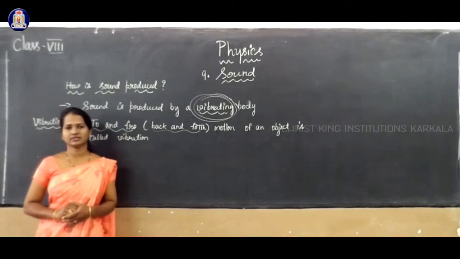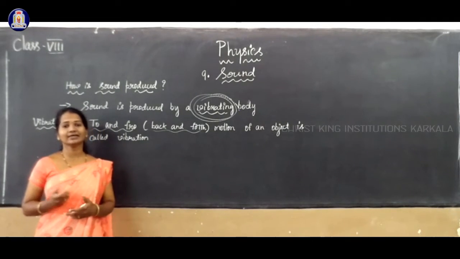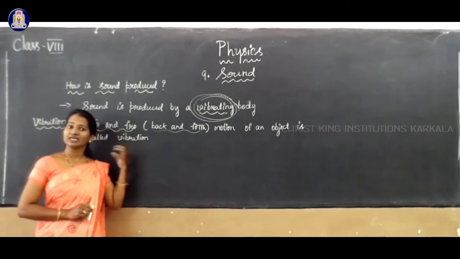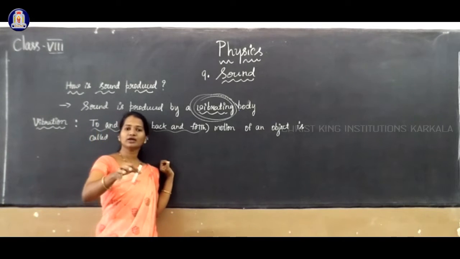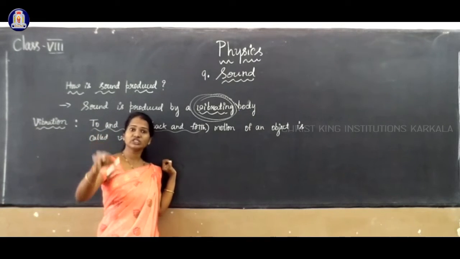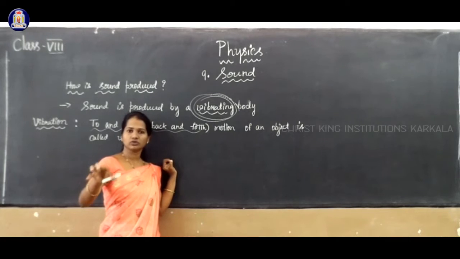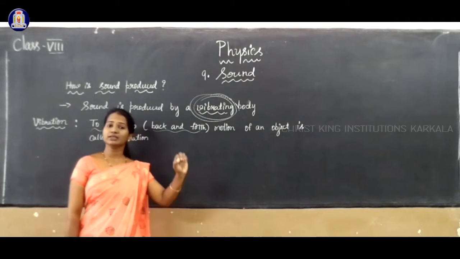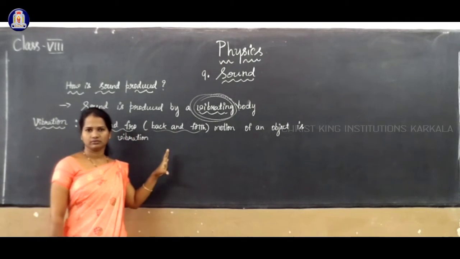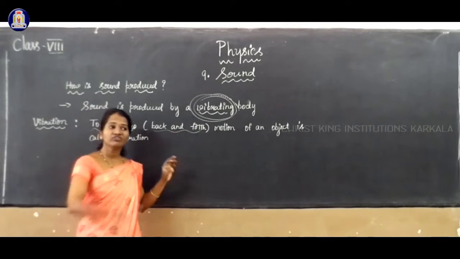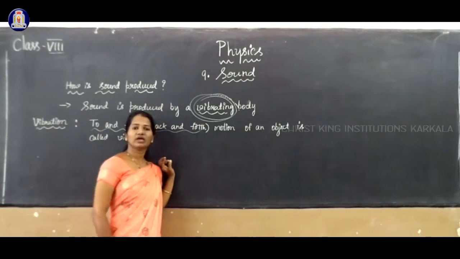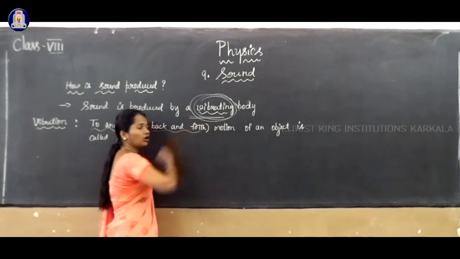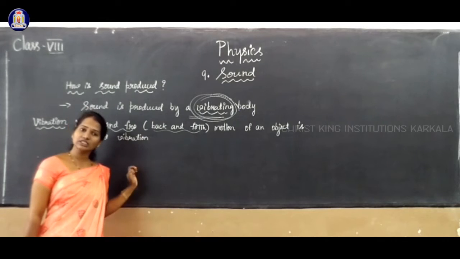When a mobile phone vibrates, can you see that to and fro motion or the vibration? Usually we cannot see it, but we can feel it when we touch it with our hand. Likewise, when you hit a bell and then touch it, we can feel the vibrations. So sound is mainly produced by vibration. Because of the vibration of an object, sound is produced.